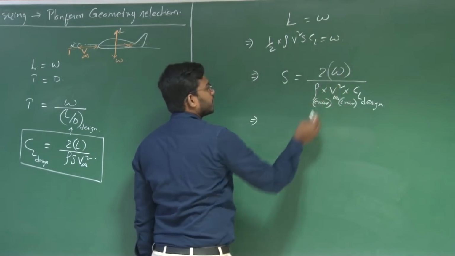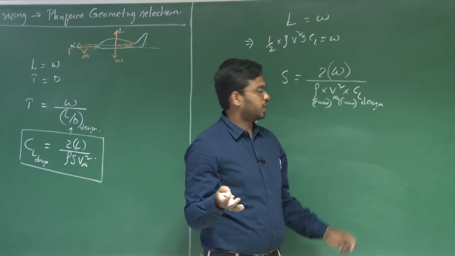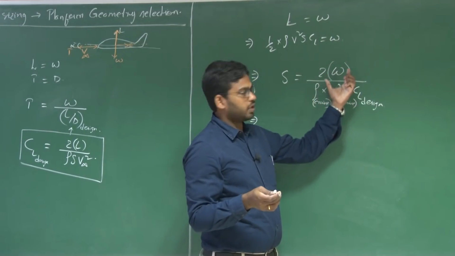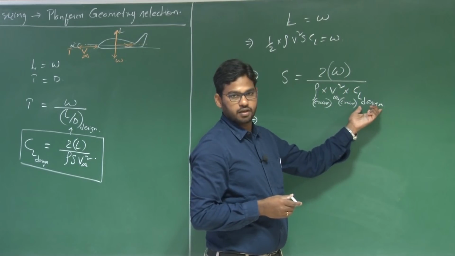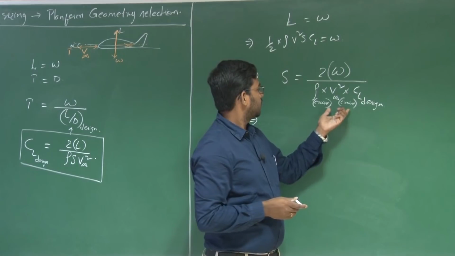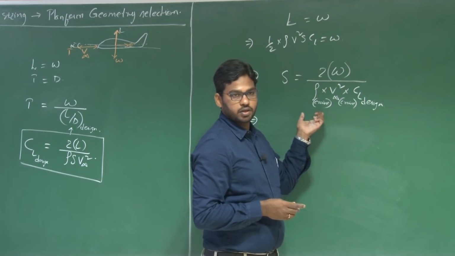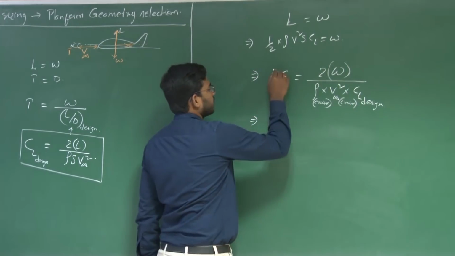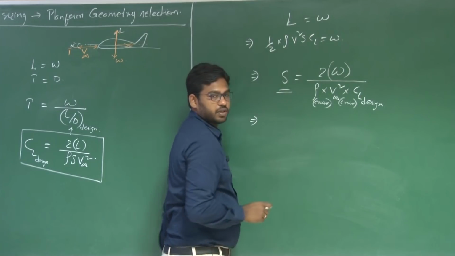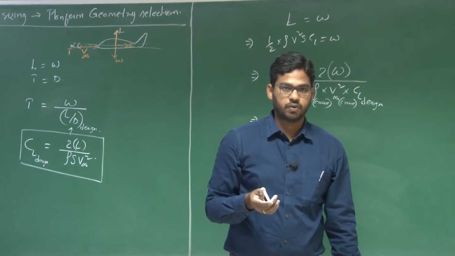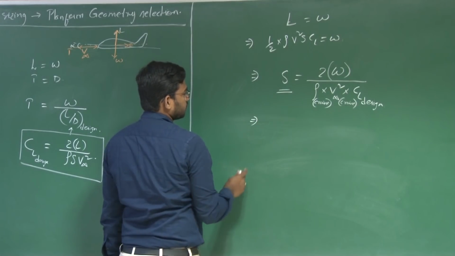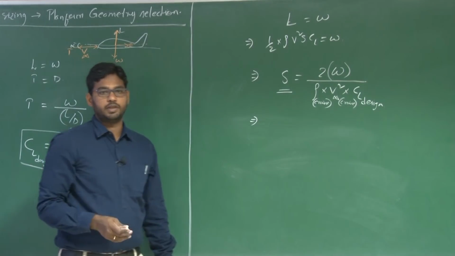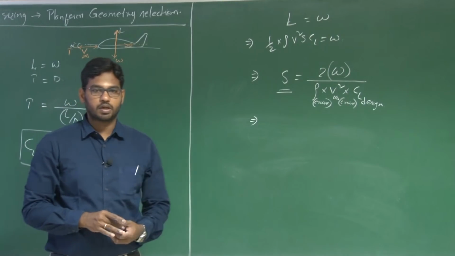So for a given weight, where you can estimate the weight of the system by just assuming the L by D, the weight breakup is already done. You know the design CL for the corresponding L by D, and you know the cruise velocity and the altitude from the mission requirements. You will be able to estimate the initial estimate of the planform area that is required. So once you have this planform area, how do you get the planform geometric parameters? What are the planform geometric parameters?